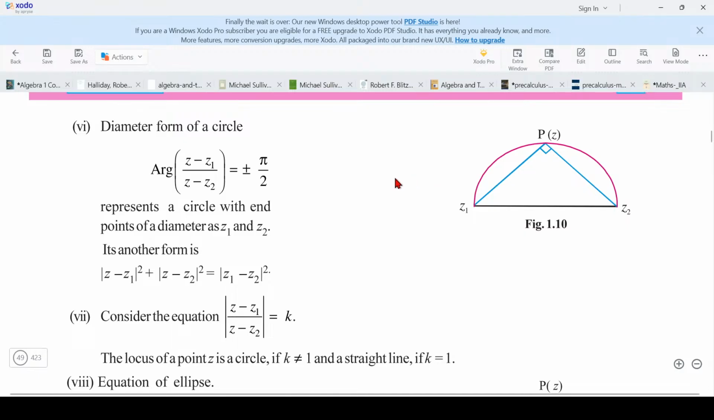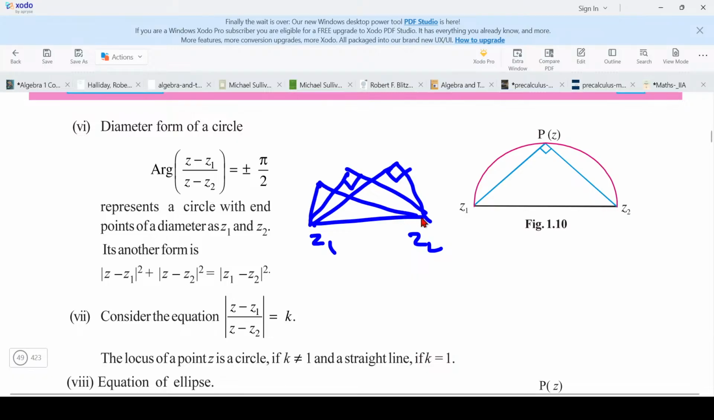There are two lines. Okay. Z1 and Z2 are fixed, right? You want some Z such that the angle between this and this is 90 degrees, right? And that means Z should become the set of all of these points, right? And what are all of these points? These points are the locus of this semicircle, right? Plane geometry, you know, right? Angle in a semicircle is 90 degrees.